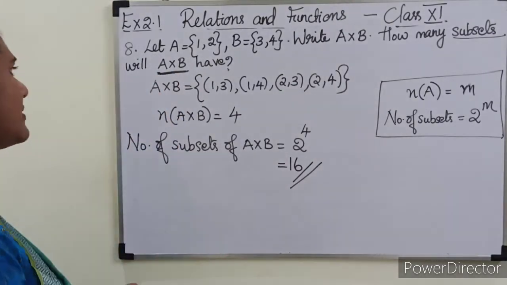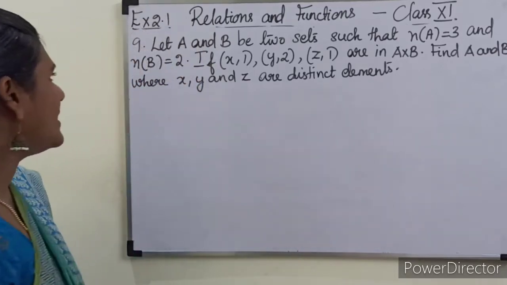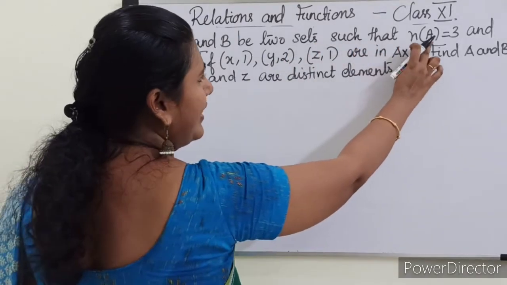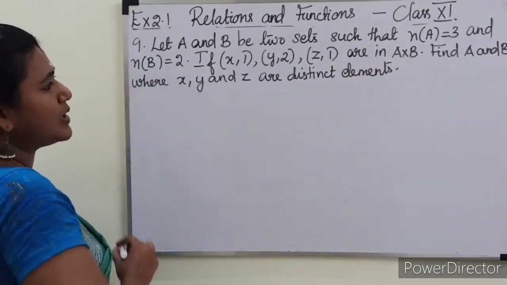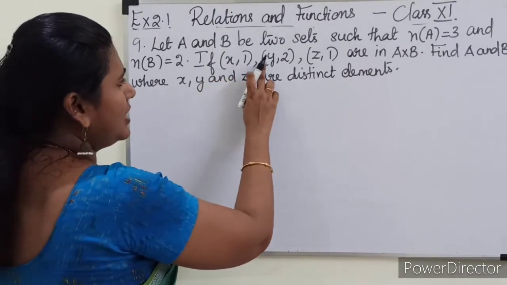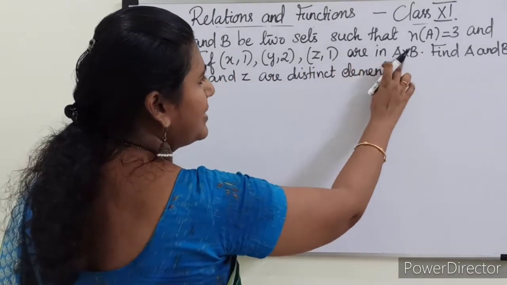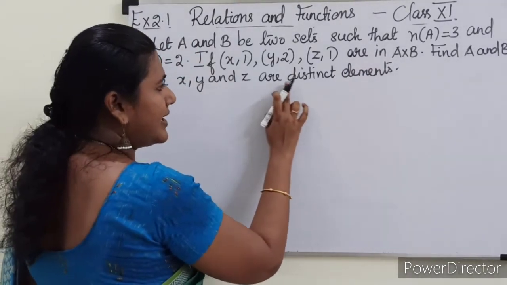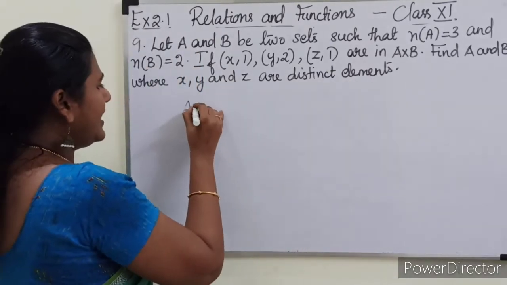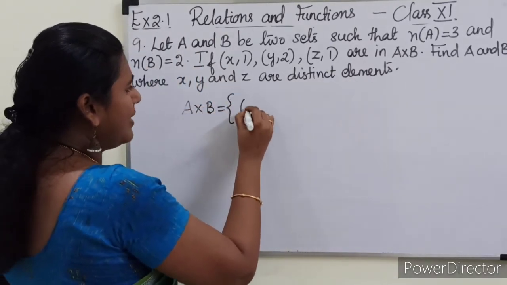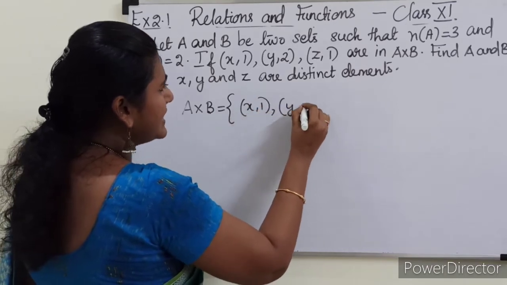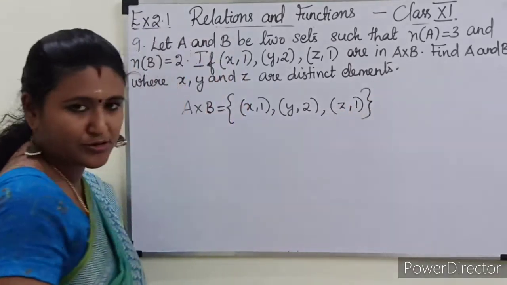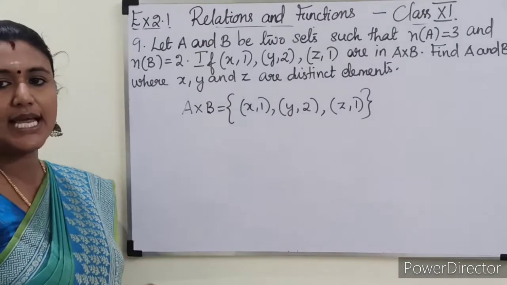So now the next question. Question number 9. Let A and B be two sets such that n of A is equal to 3 and n of B is equal to 2. If (x,1), (y,2), (z,1) are elements in A cross B, find A and B, where x, y and z are distinct elements. So here we have been given A cross B. The elements of A cross B are given as (x,1), (y,2) and (z,1). From this you have to find sets A and B.